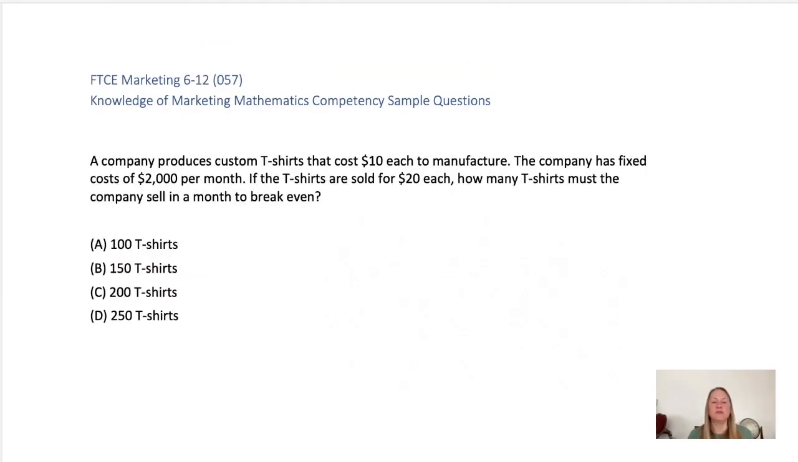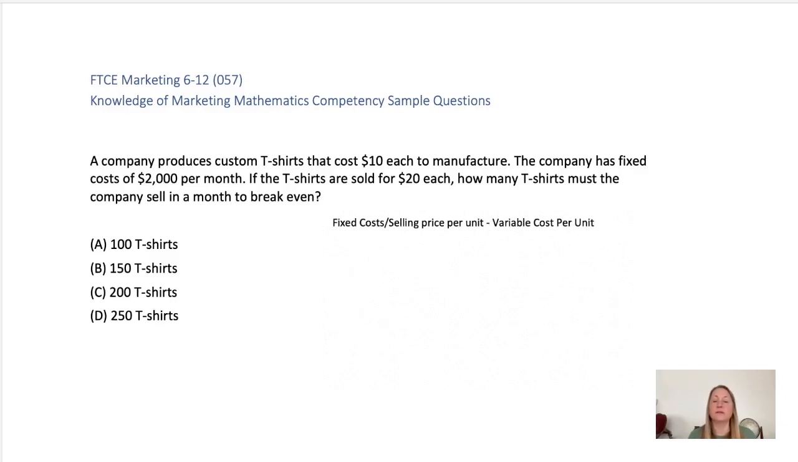A company produces custom t-shirts that cost $10 each to manufacture. The company has fixed costs of $2,000 per month. If the t-shirts are sold for $20 each, how many t-shirts must the company sell in a month to break even? A, 100 t-shirts, B, 150 t-shirts, C, 200 t-shirts, or D, 250 t-shirts.